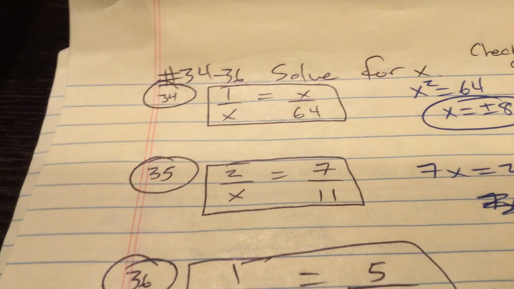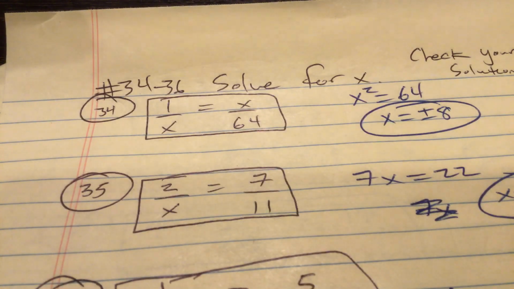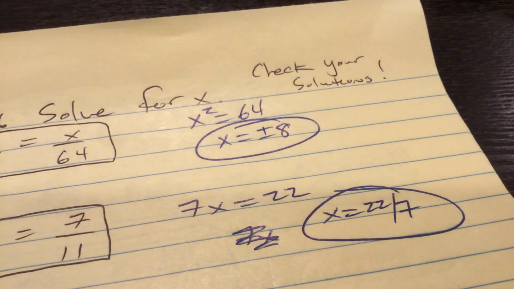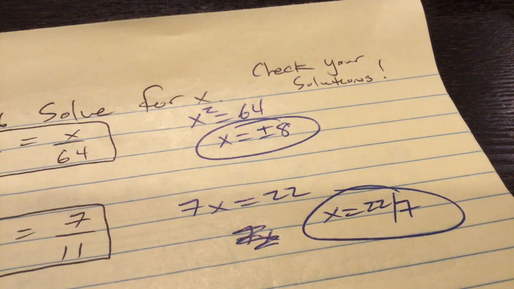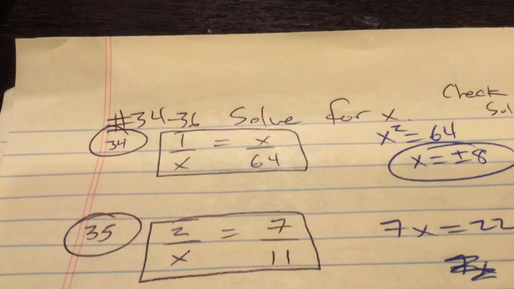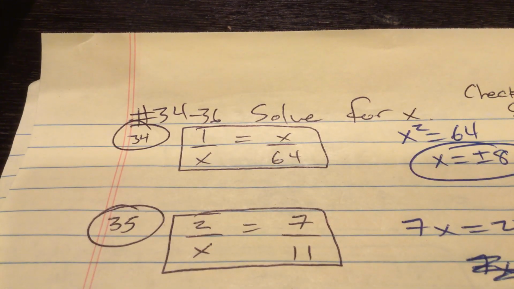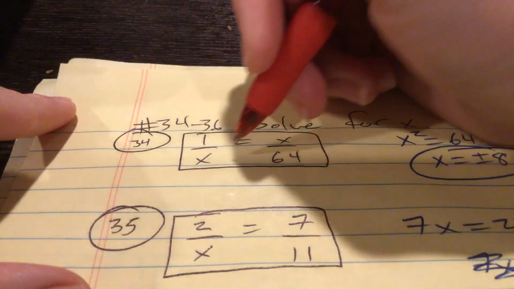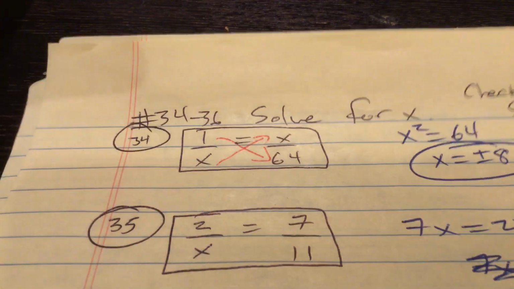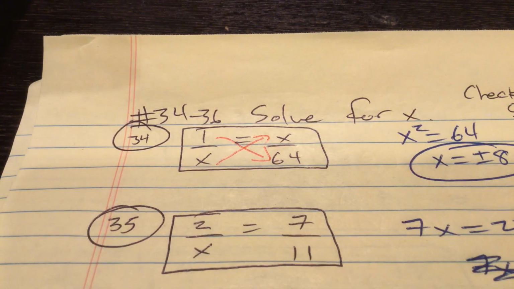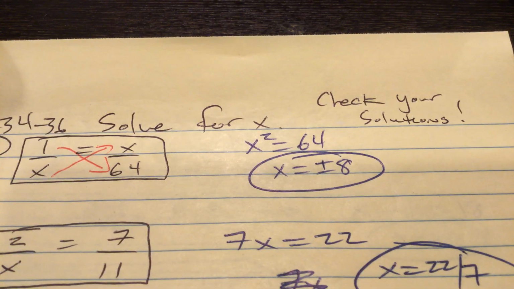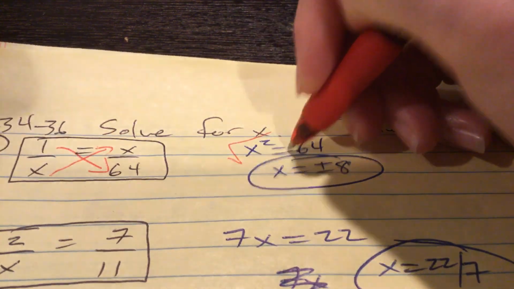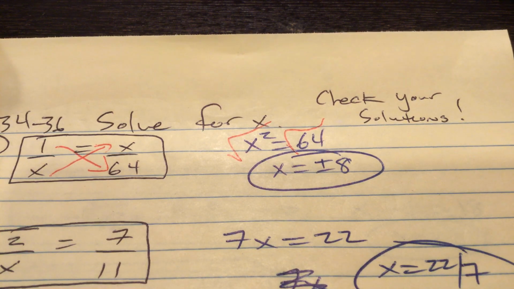Next page, a little cross multiplying. 34 through 36, solve for x. Check your solutions. 34, 1 over x equals x over 64. Cross multiply. It's going to give you 1 times 64 equals x times x, or x times x equals 64. X times x is x squared. Take the square root of both sides, plus or minus 8. Remember, negative 8 squared is also 64.